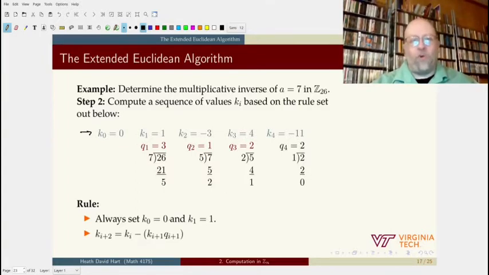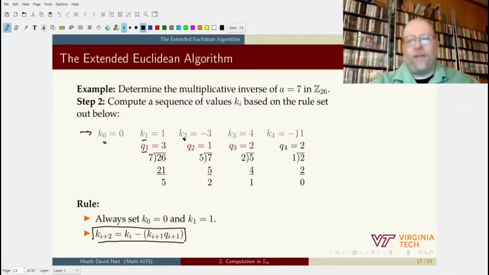We always start with 0 and 1. And the next k value is equal to the k value. So k(i+2), which is here, is k(i), which is over here, minus the product k(i+1) times q(i+1), which is these two here. This formula is confusing, I think, to remember, but if you remember the pattern, you know how to do it.